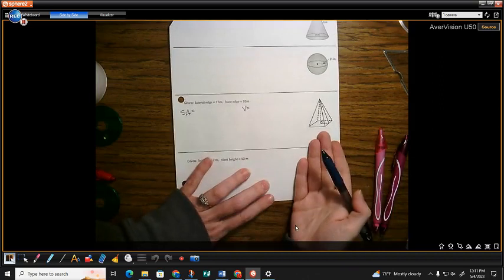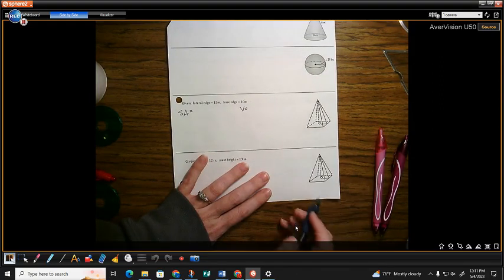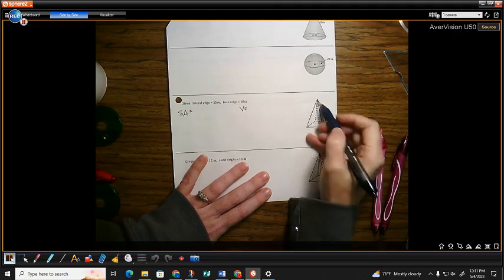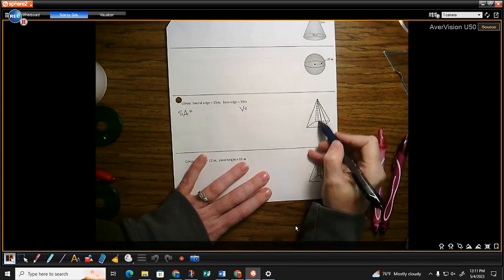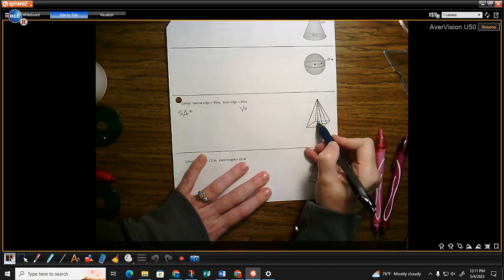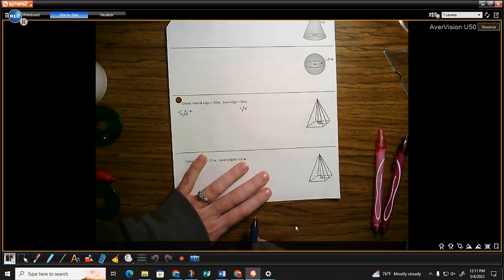So what shape do you have here? Classify this shape. Pyramid. It is a pyramid. See, it's got all the triangles coming up to an apex. What kind of pyramid? It is right. See how the height is perpendicular to the base. With the square base. Is it a square?